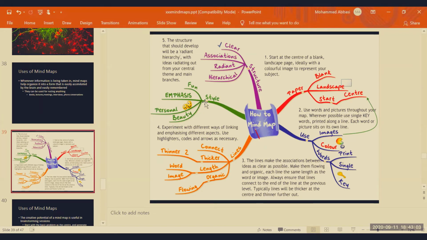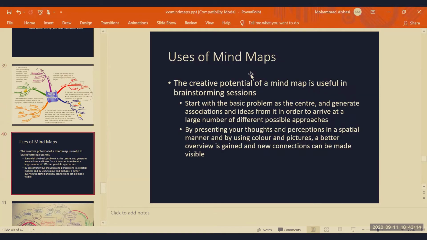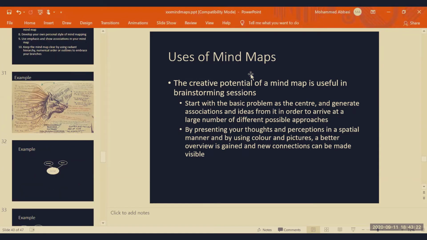You can emphasize certain things in a mind map. You can structure it in a way that benefits you and what you are studying, rather than what's being forced on you. The creative potential of a mind map is useful in brainstorming sessions. Do you remember, for example, let me just show you this one.